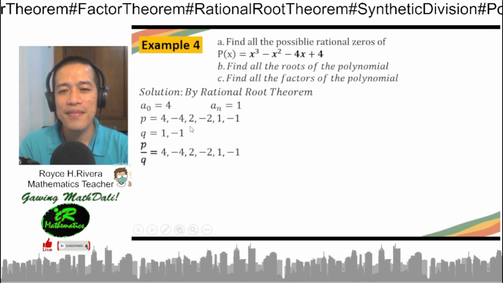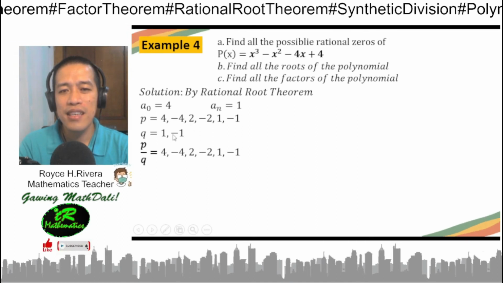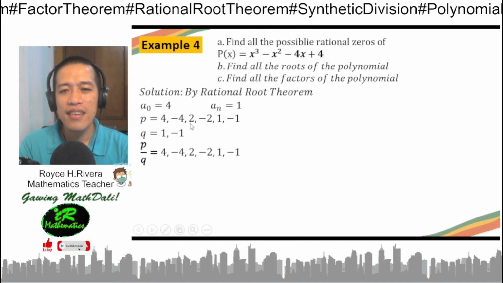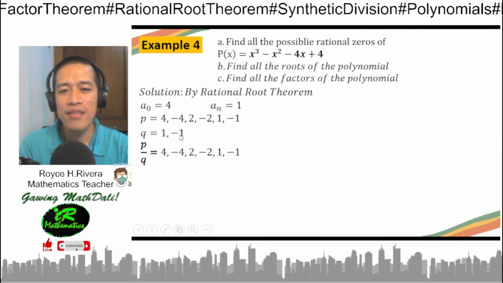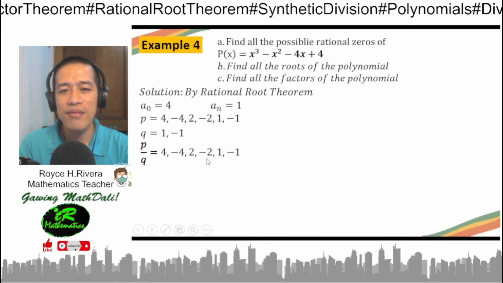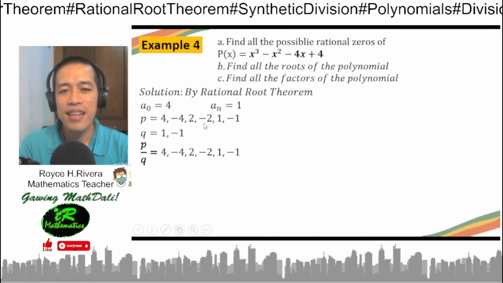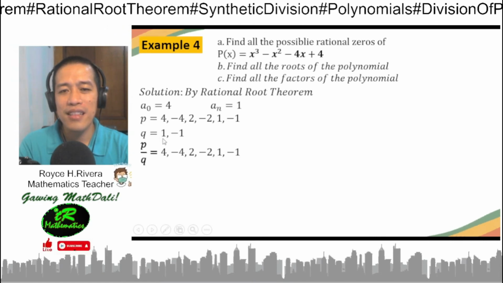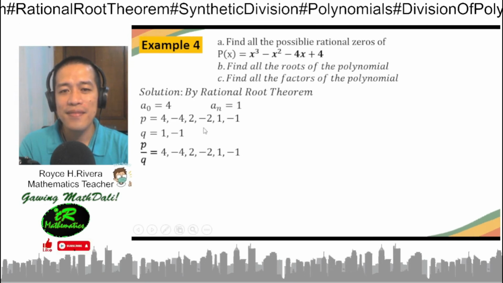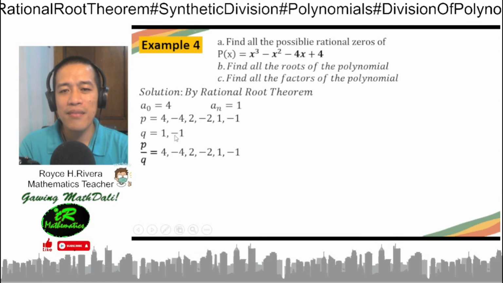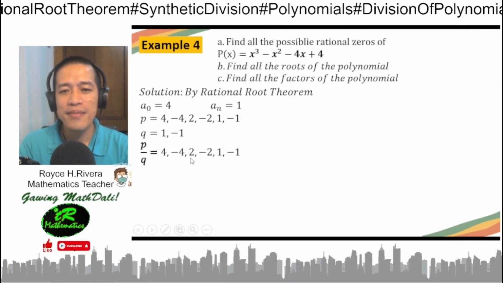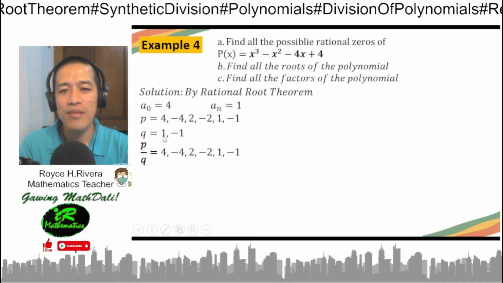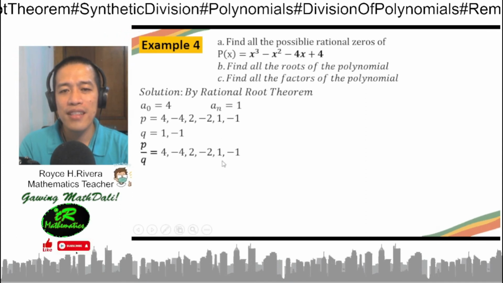Naisulat na rin natin. Next, the ratio of 2 and 1. 2 over 1 is 2. The ratio of 2 and negative 1. 2 over negative 1 is negative 2. The ratio of negative 2 and 1. Negative 2 over 1 is negative 2. Naisulat na rin natin. Negative 2 over negative 1 is 2. Meron na din. And finally, the ratio of 1 and 1. 1 over 1 is 1.